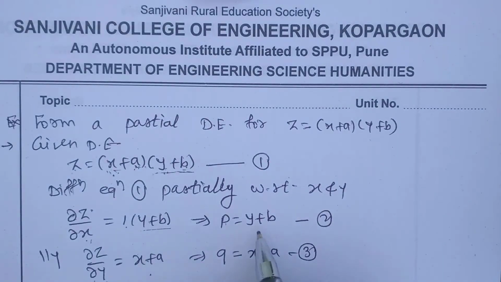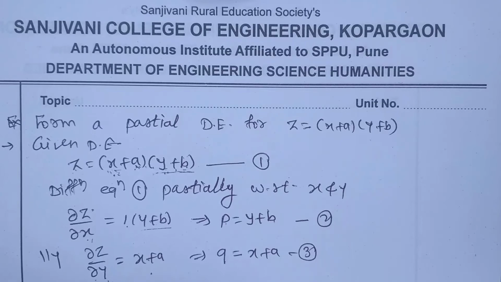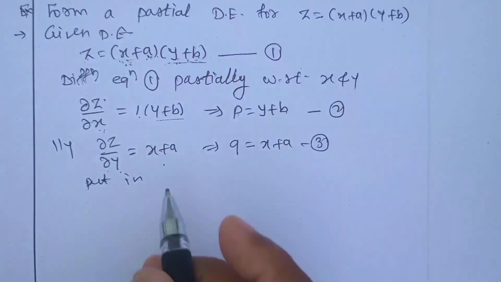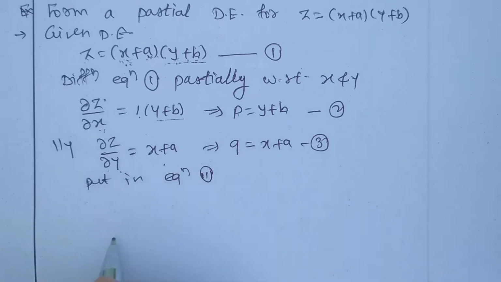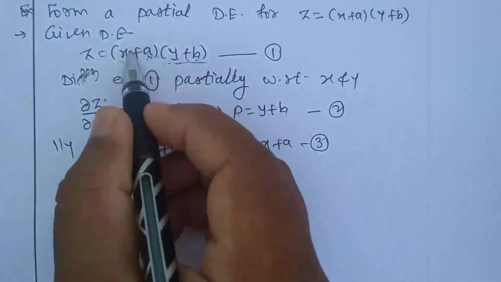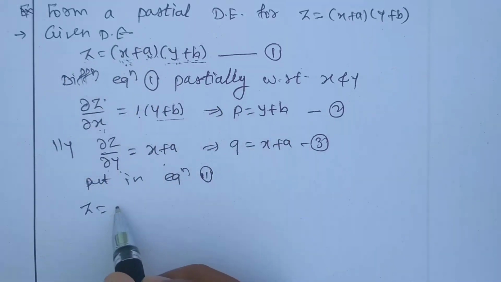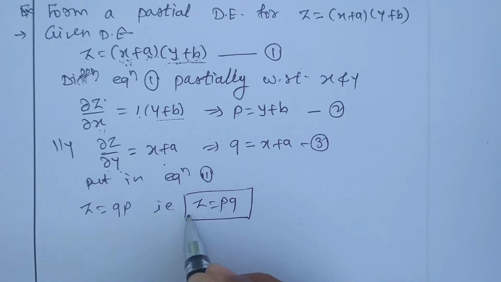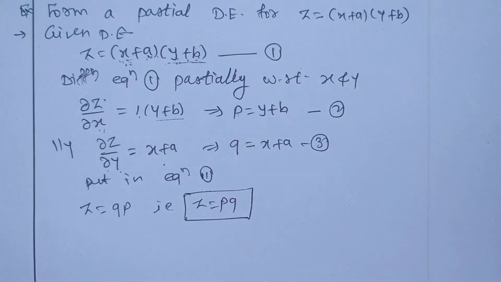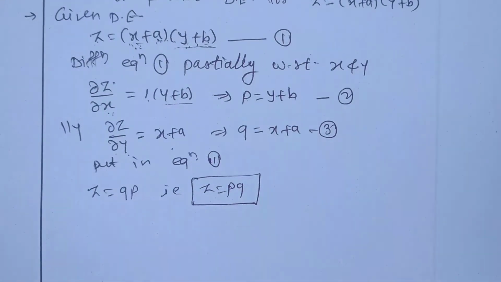So put the values of y plus b and x plus a in equation number 1. So what will you get? z equals (x plus a), which is q, into (y plus b), which is p. That is, z equals pq. This is the required partial differential equation. Next example.